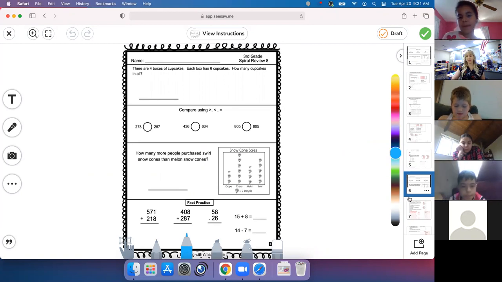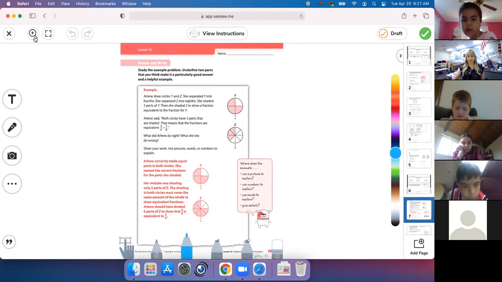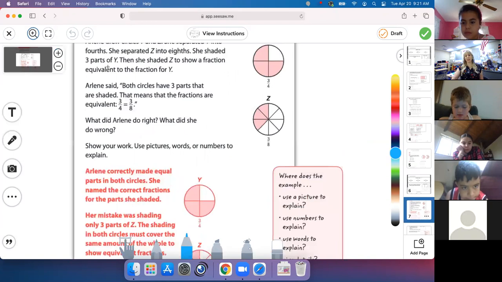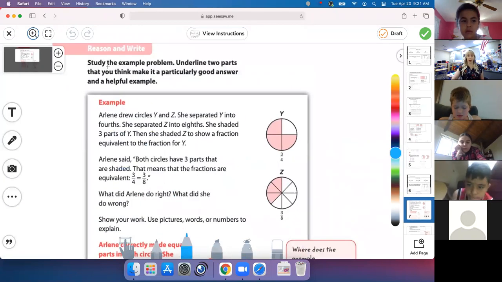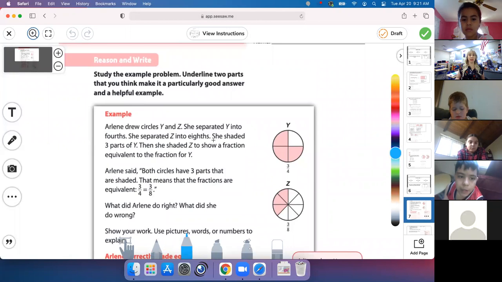How to do all of these problems. We're going to start on page 7. So remember, yesterday we talked about equivalent fractions, fractions that are worth the same amount. So when I look at these examples today, I'm going to be thinking about equivalent fractions, fractions that are worth the same amount.